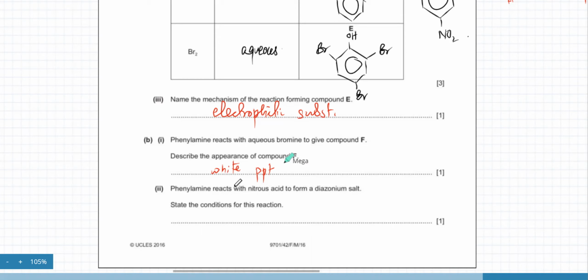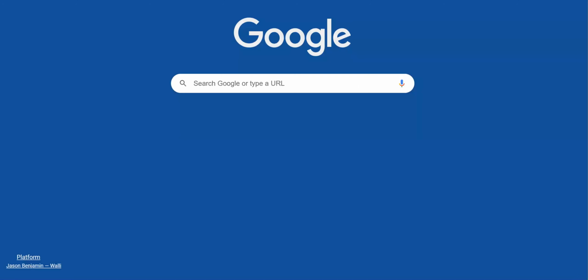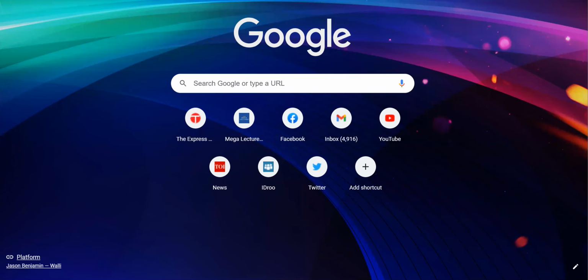And then they're saying phenylamine reacts with nitrous acid to form a diazonium salt. State the conditions for the reaction. So for this, I think we should open our notes to go over instead of me writing the whole mechanism. Just one second.